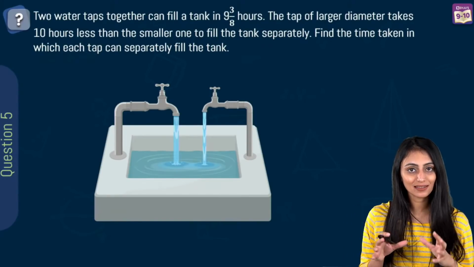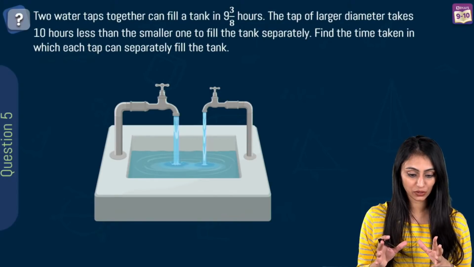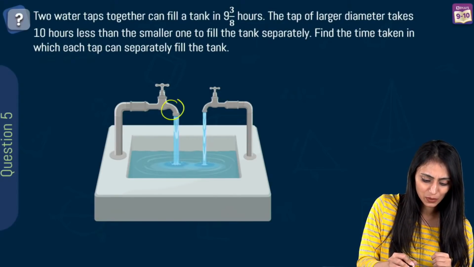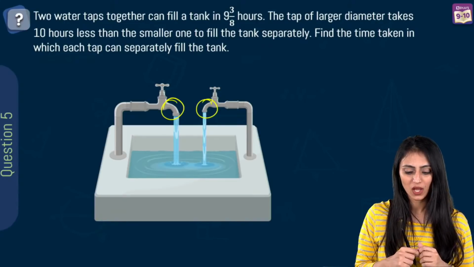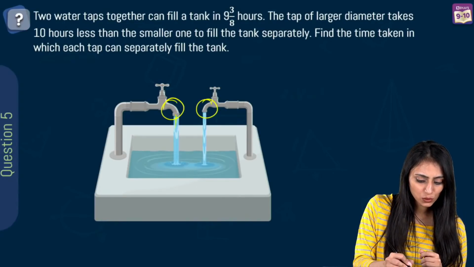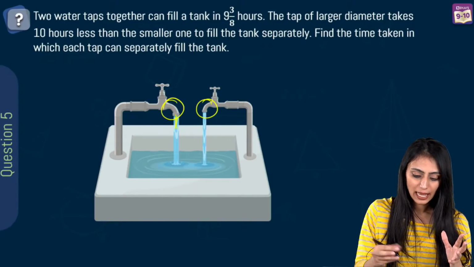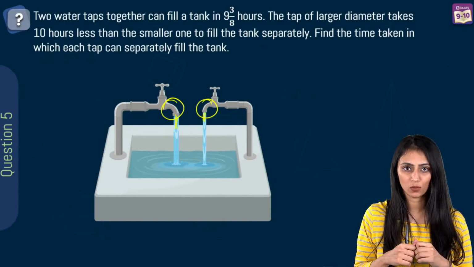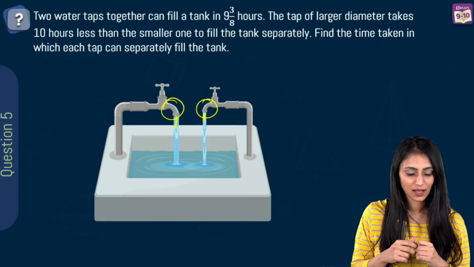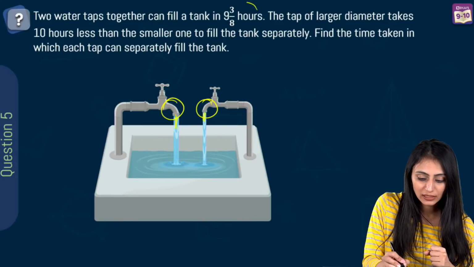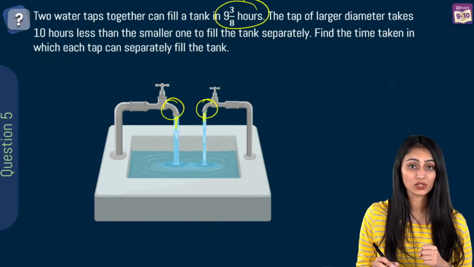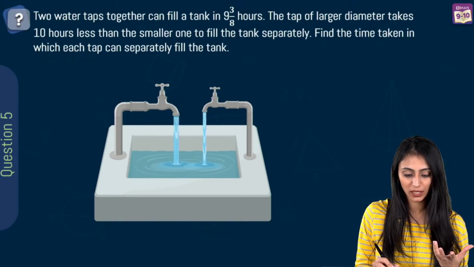So here we can see the tank and we can see the 2 taps over here, right? You can see this is a broader one and this is a smaller one. Obviously, more water will flow through the larger one, right? And less water will flow through the smaller one. Yes? All right. So together they are filling the tank in 9 3/8 hours. So separately, how much time are they going to take?